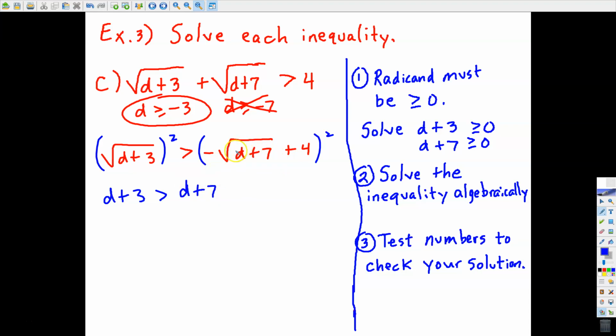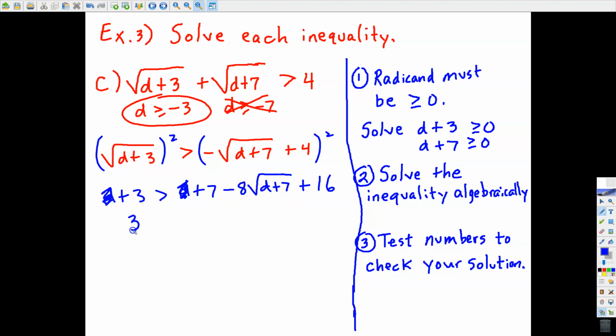Okay, now I'm going to multiply these together, and when I do that, I get -4 times the square root of d plus 7. But don't forget, you have to double that. So that makes -8 times the square root of d plus 7. And then you square the last term, and that gives you plus 16. Okay, well, just like in our previous example, when I try to get the d's on the same side, they're going to cancel. So I'm going to work on trying to get the radical by itself.